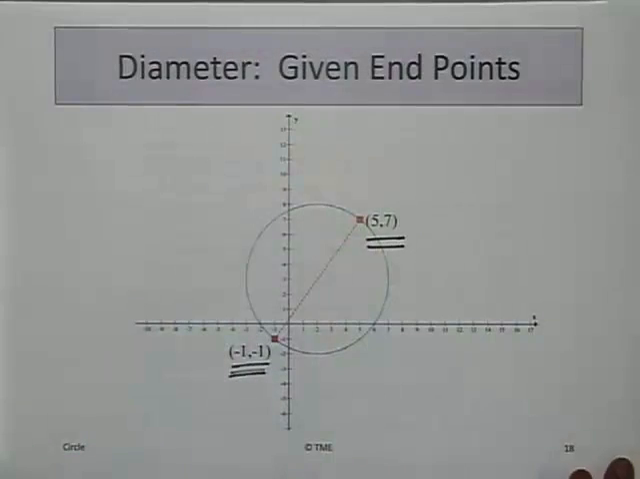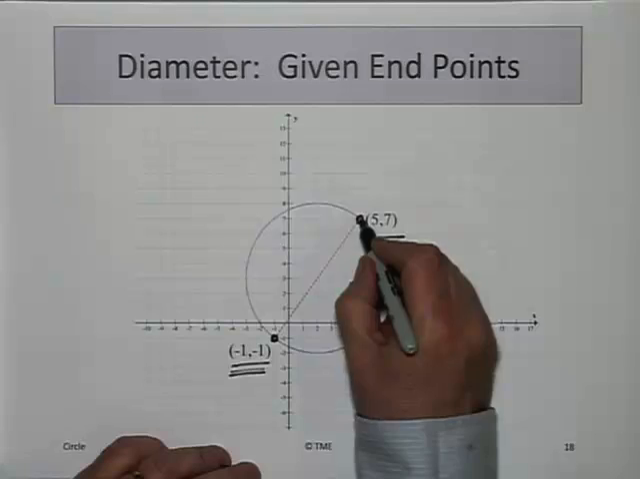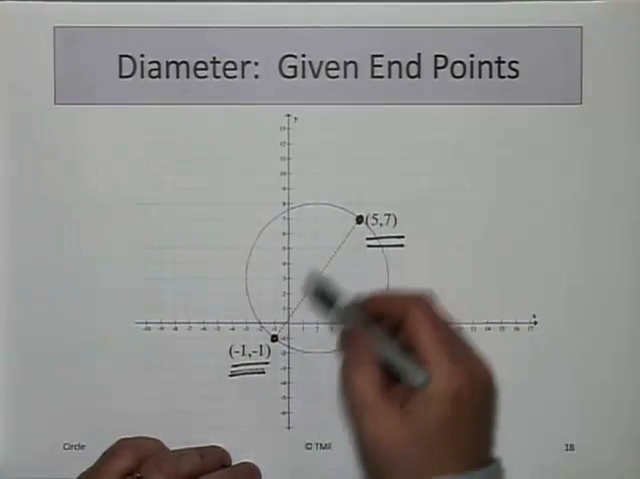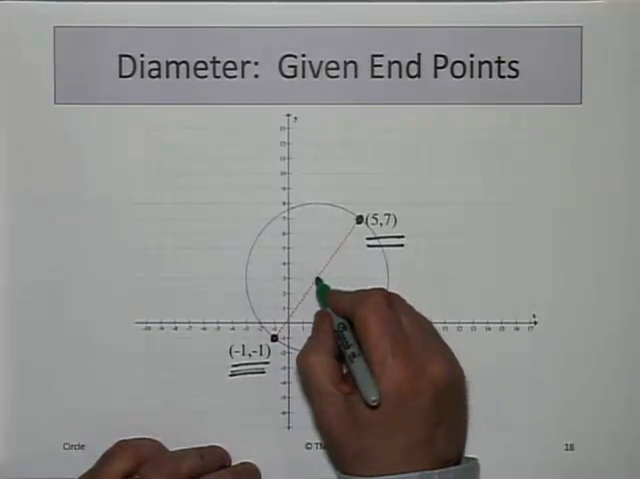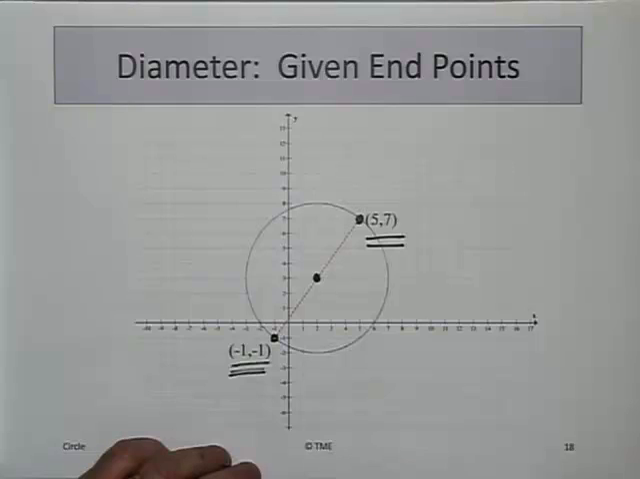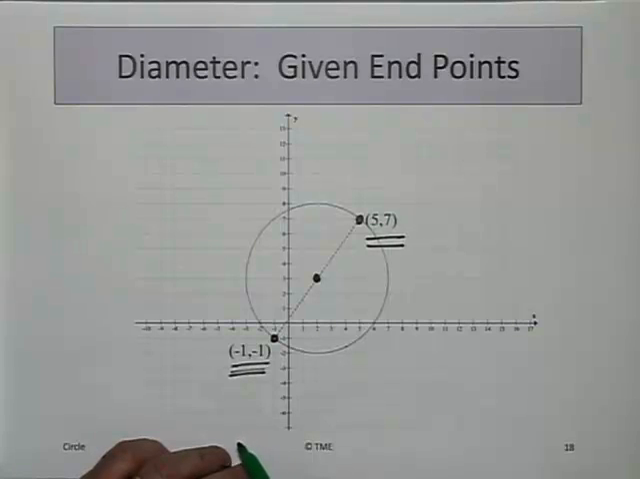Okay, returning to this question then. The diameter given the end points. Well, if you're given 2 points here, and they're the diameter apart, is there any way we could identify what the center is? You think so? How do you get the center of a diameter like that?